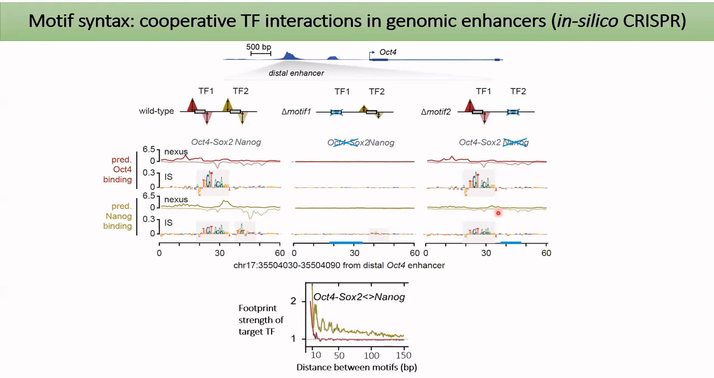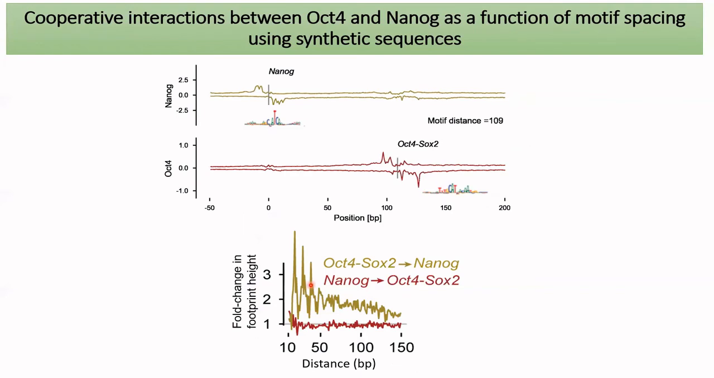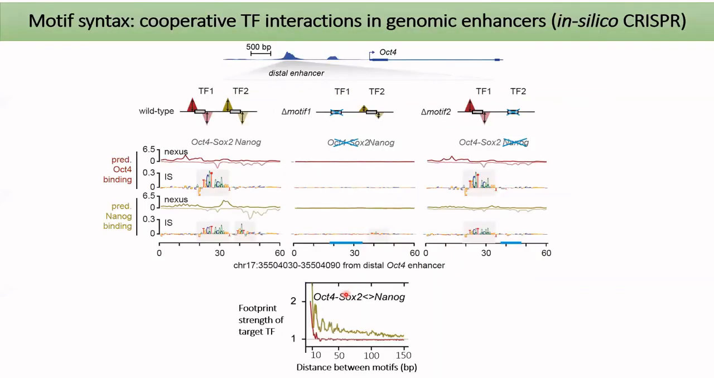And we can again average this across all the instances in the genome, and we observe something very similar to what we saw from the synthetic experiment. We see that Oct4 has this really strong impact on Nanog with a 10.5 base pair periodicity, whereas the reverse is not true, all the way up to when it comes to really nearby.